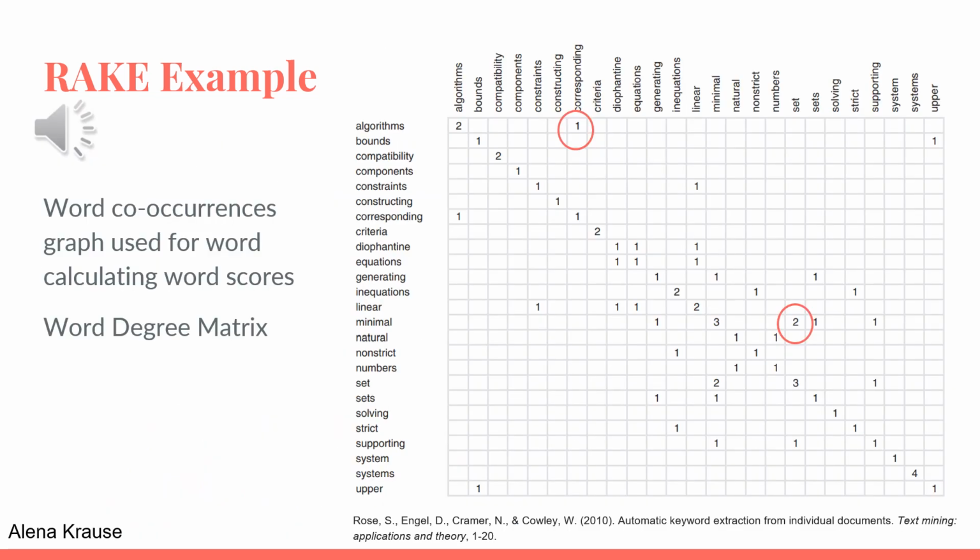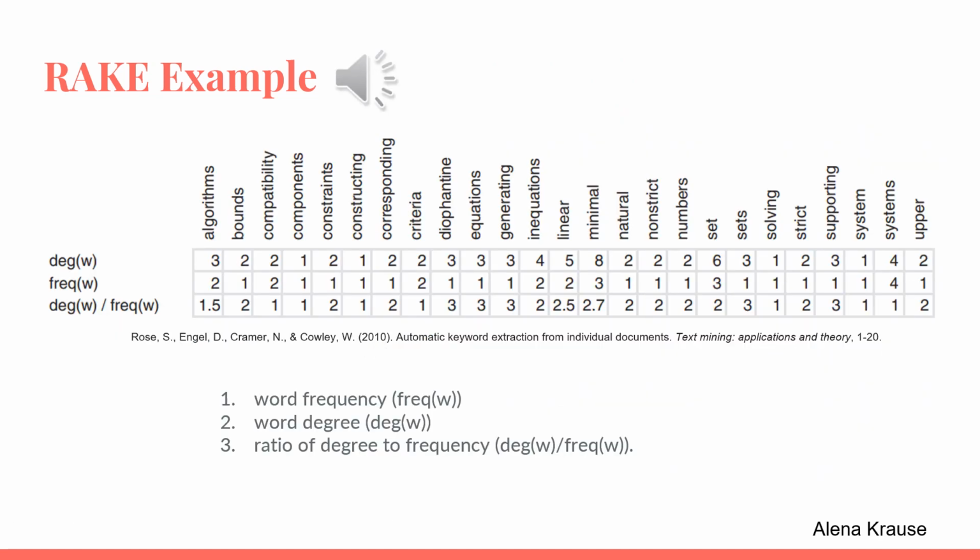From the candidate keywords, we can construct a word degree or co-occurrence matrix, where each row displays the number of times a given candidate word co-occurs with another candidate word. So from this chart, for example, we can see that the word algorithms co-occurs once with the word corresponding, while the words minimal and set occur together twice within the document text.